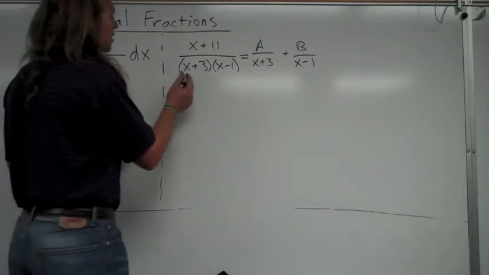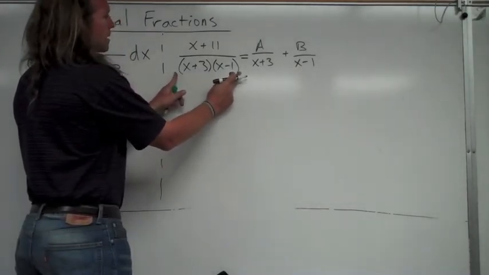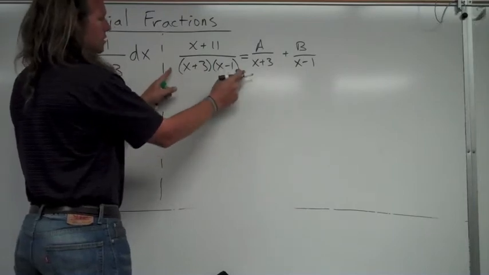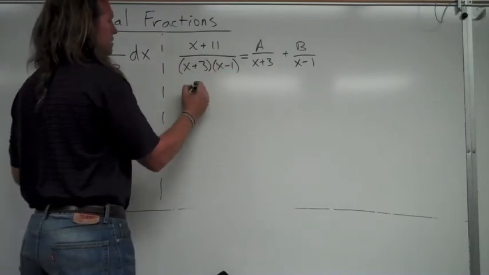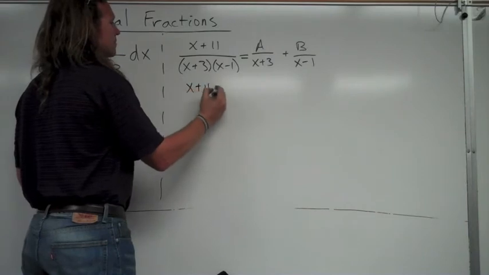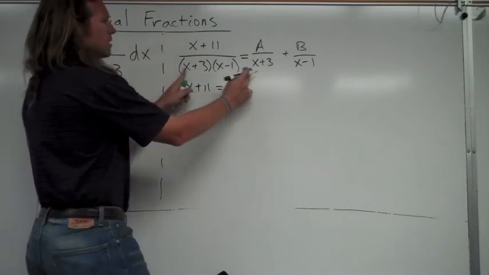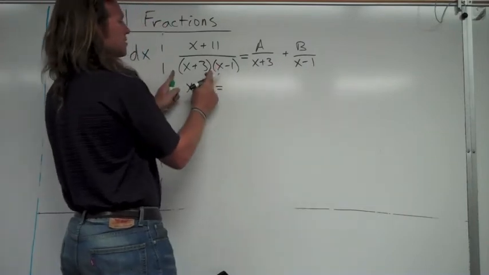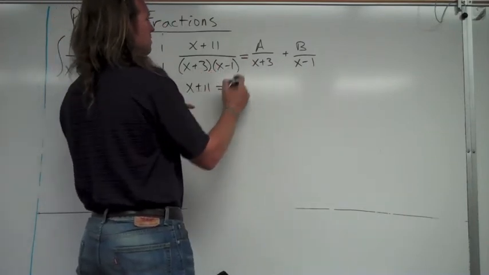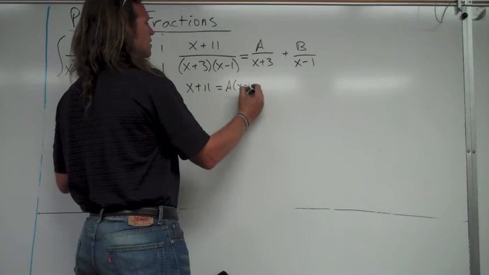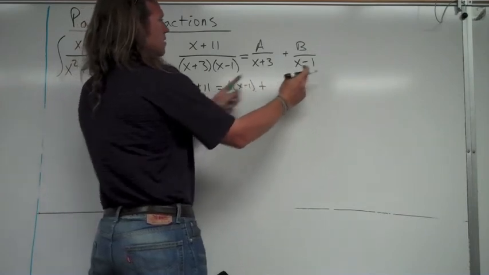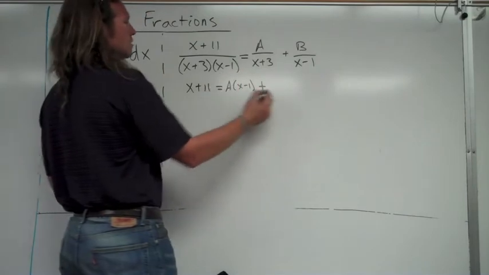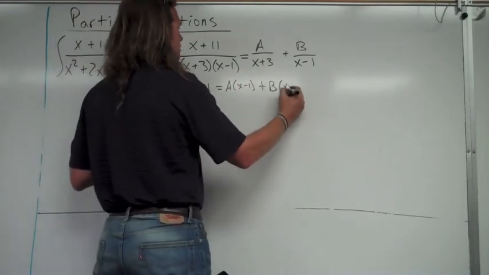I'll just think, okay, I'm going to multiply both sides by (x + 3) times (x − 1). On this side, of course, it's just going to cancel out the bottom and leave me with x + 11. On the right side, when I multiply this times my first term, my (x + 3)'s will cancel, which will just leave me with A times (x − 1). When I multiply this times my second term, my (x − 1)'s will cancel, leaving me with B times (x + 3).